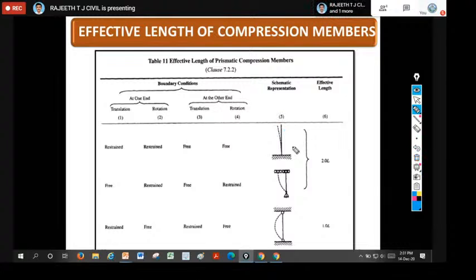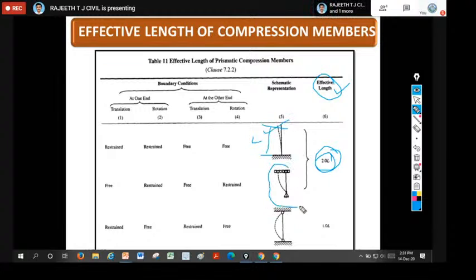Therefore, that is why this column is a cantilever: one side is fixed, the other side is free. So based on the restriction, one end is fixed and the other end is free. For this, they have given in the code book that the effective length will be equal to 2.0 times L, where L is the actual length. If you want the effective length according to IS 800, the value is 2.0, and you should multiply it with L.